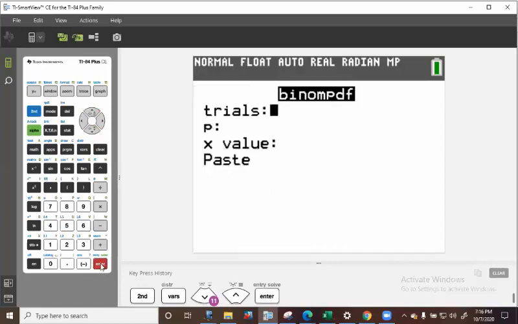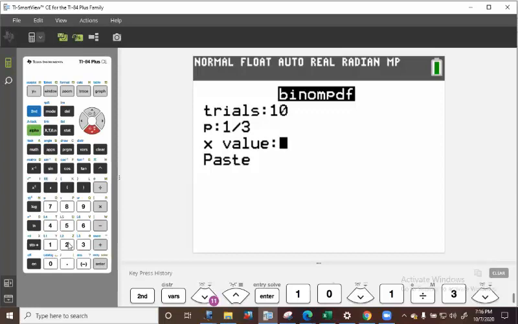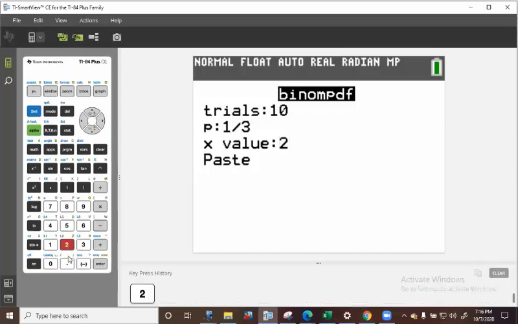All right, if you're using the 83, hang on here. I'll explain what's going to happen. If you're using the newer one, it's going to bring it up where it looks like this. It's going to prompt you for everything: N is 10, and then the P is 1/3, the X is 2. Then we go paste.